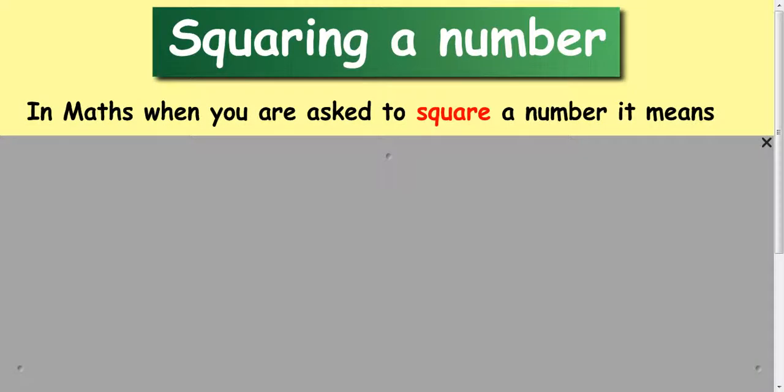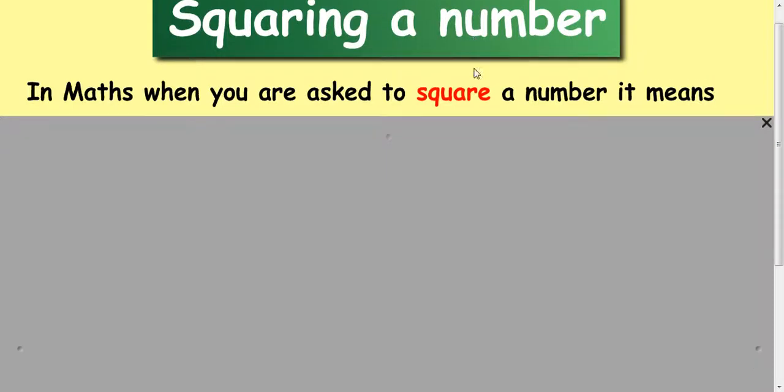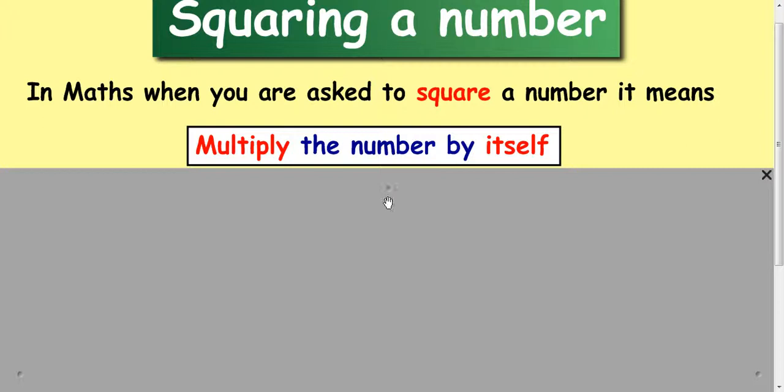Now, before we start any harder substitution questions, I'm going to briefly talk about squaring a number and also square rooting. So when you're asked to square a number in mathematics, that means you multiply the number by itself. Think of a square, length and breadth are exactly the same, and if you tried to work out the area of that square, you would multiply the number by itself.